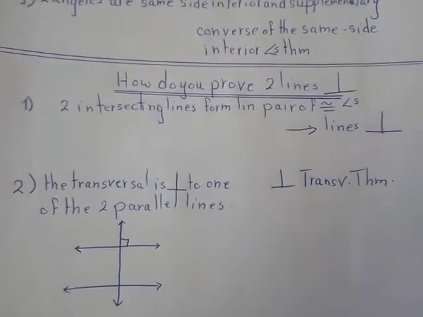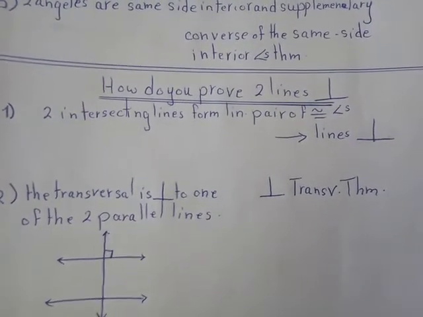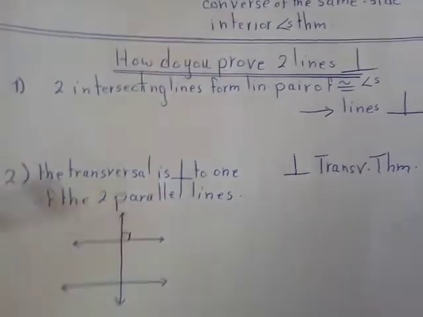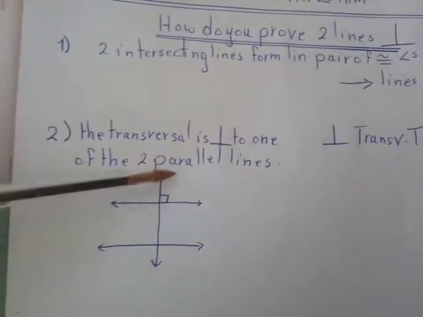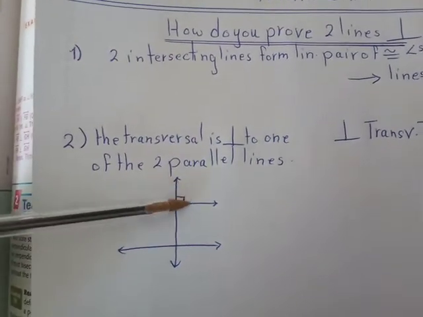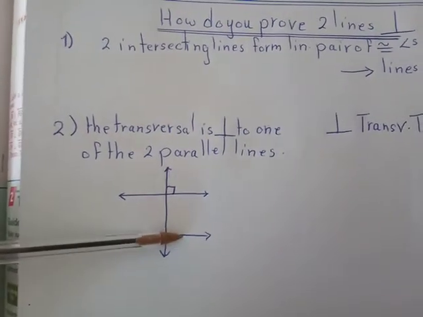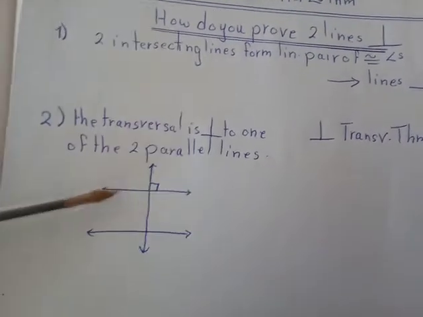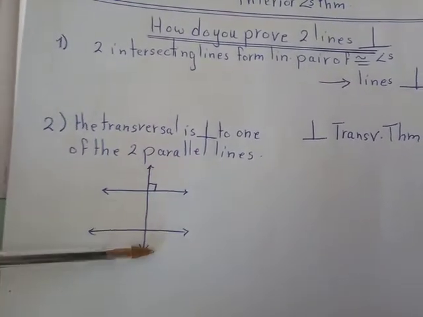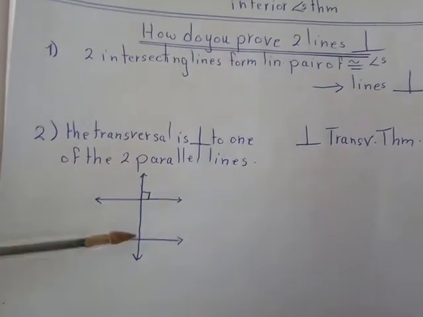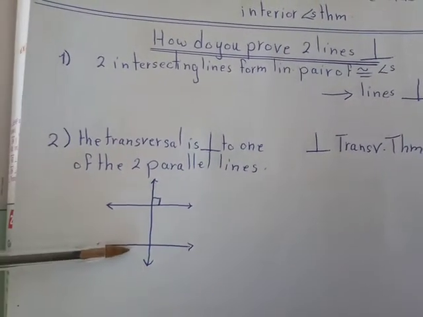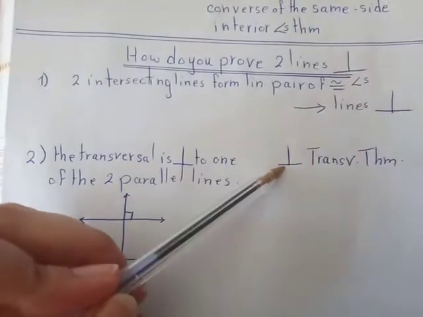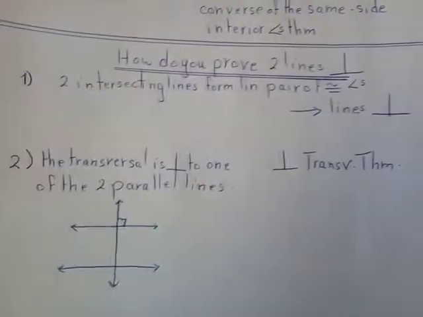The second one, the transversal is perpendicular to one of the two parallel lines. If we have two parallel lines and the transversal is perpendicular to one of them, of course it will be perpendicular to the second one. So the line is perpendicular to the second one, if we have the transversal perpendicular to one of the two parallel lines. What do we call this? We call it the perpendicular transversal theorem.